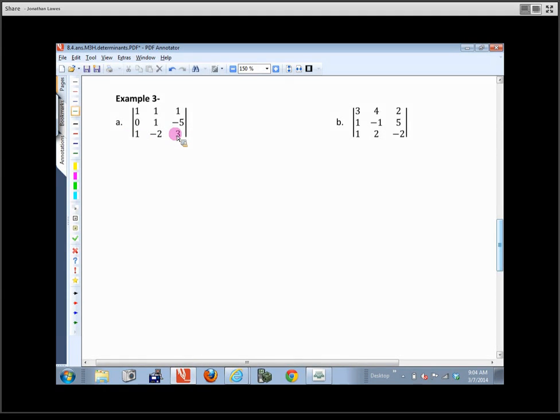Okay? So here's what I'd like to do. Would you 4 people right here, would you guys do column 1? Okay, expand on column 1. Would you guys right here in these 2 rows, would you do row 1? So you guys are going to do column 1. You guys are going to do row 1. And would you 4 right here, would you guys do row 2? Expand on row 2.